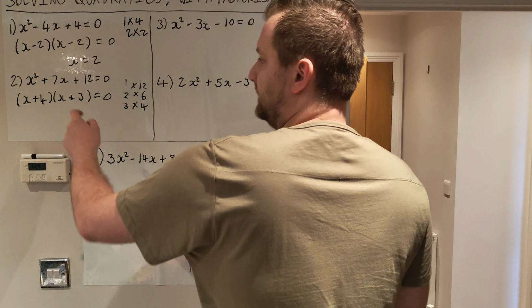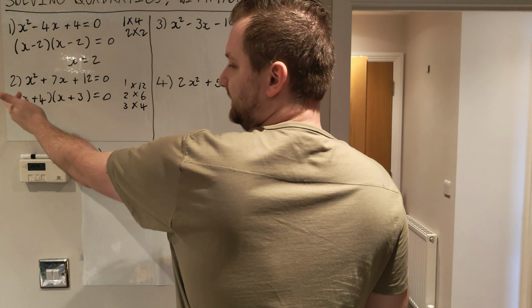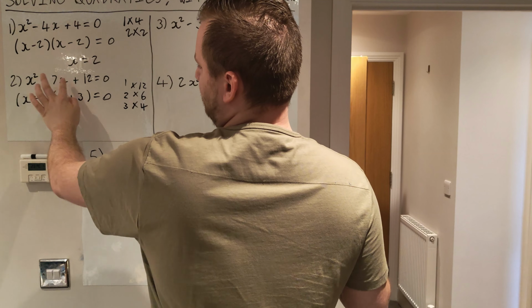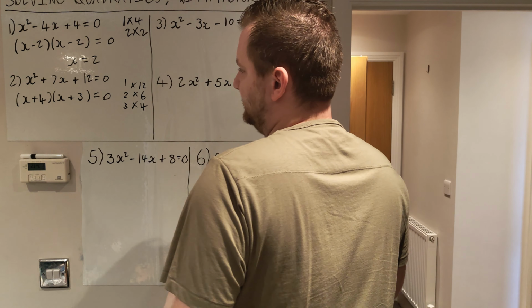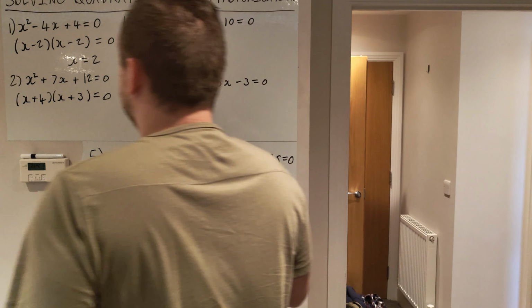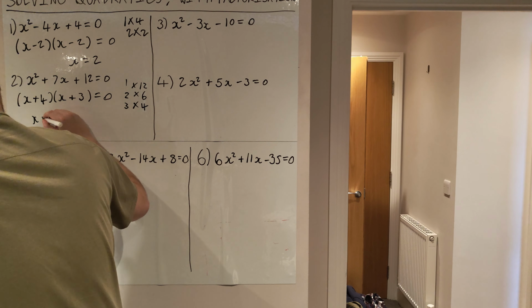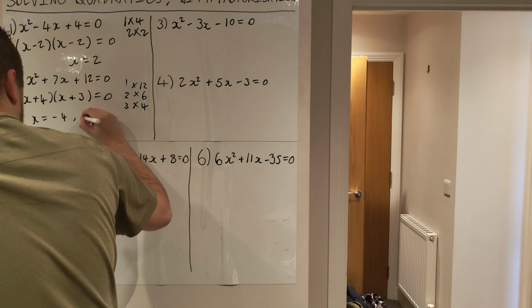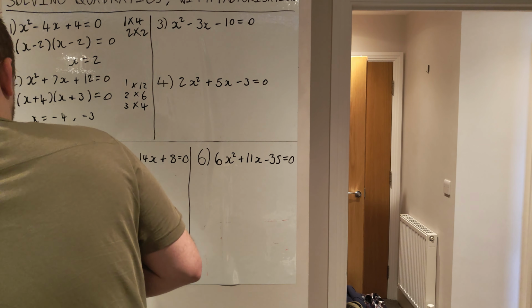And so when you times it out, it'd be 4x, 3x. So they add to make 7, but they will be met with that x when you times it out. So for that to equal to 0, x is going to be equal to minus 4, and it's also going to be equal to minus 3.